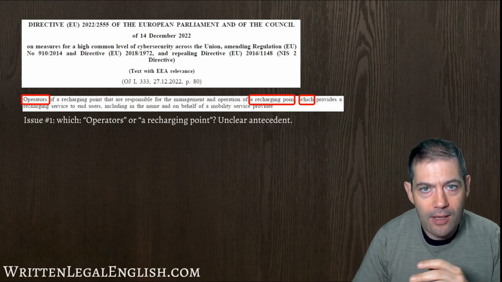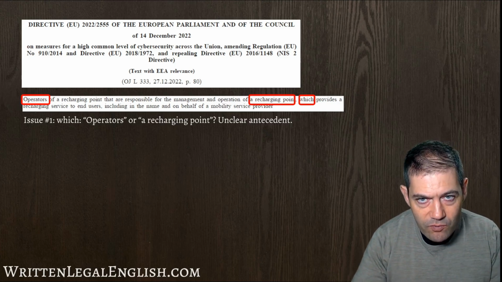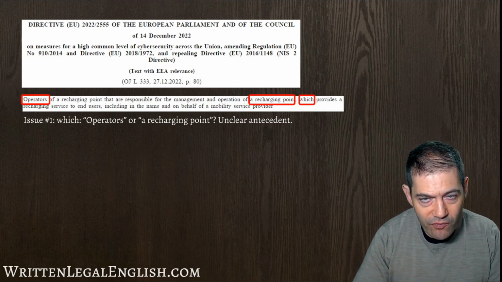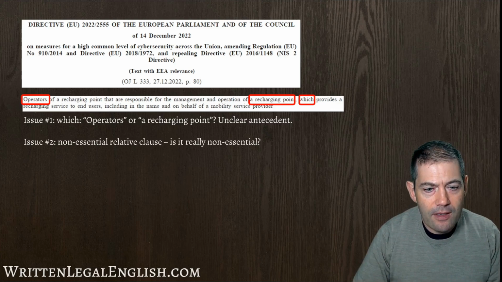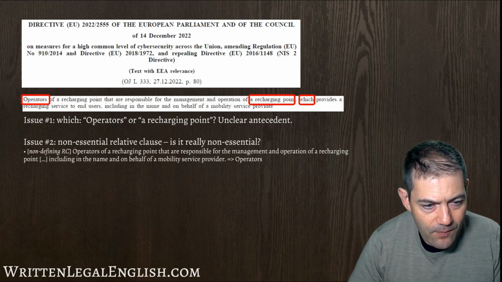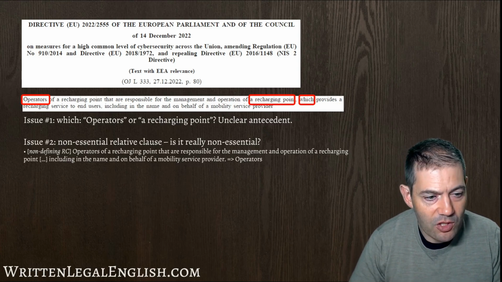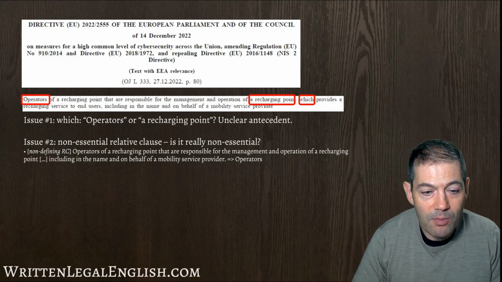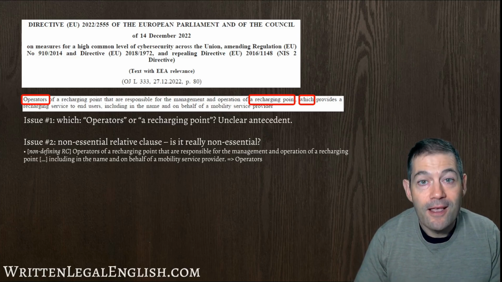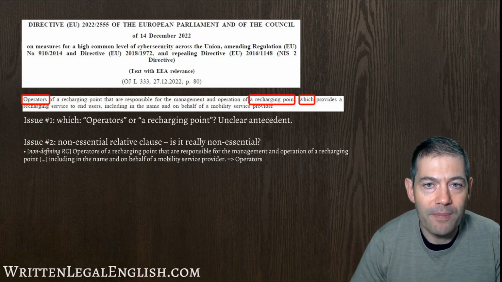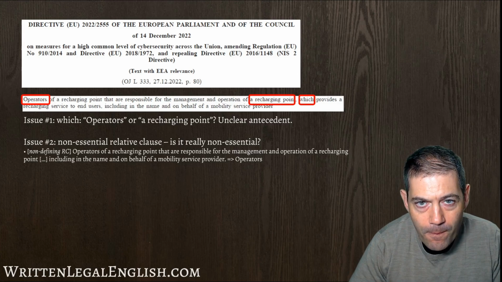So if we approach the sentence from that point of view and read the sentence without that non-defining relative clause, then we get this. Operators of a recharging point that are responsible for the management and operation of a recharging point, including in the name and on behalf of a mobility service provider. That suddenly is clear. Here we are talking about the operator.